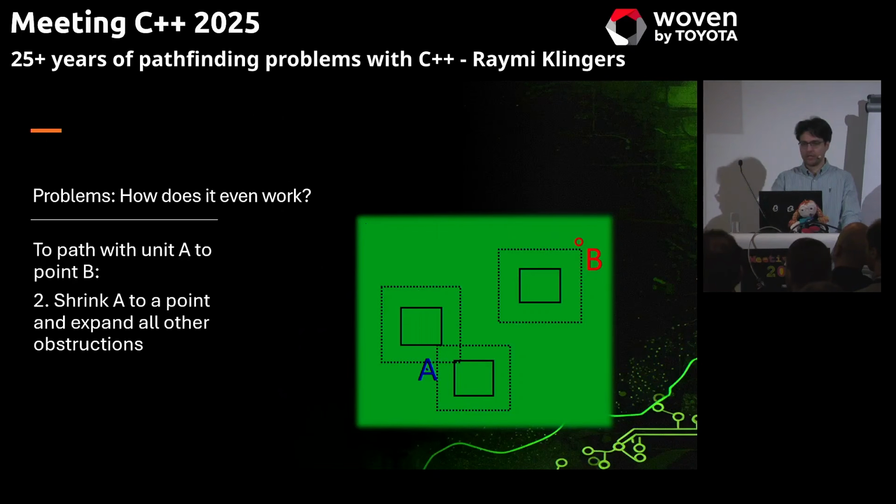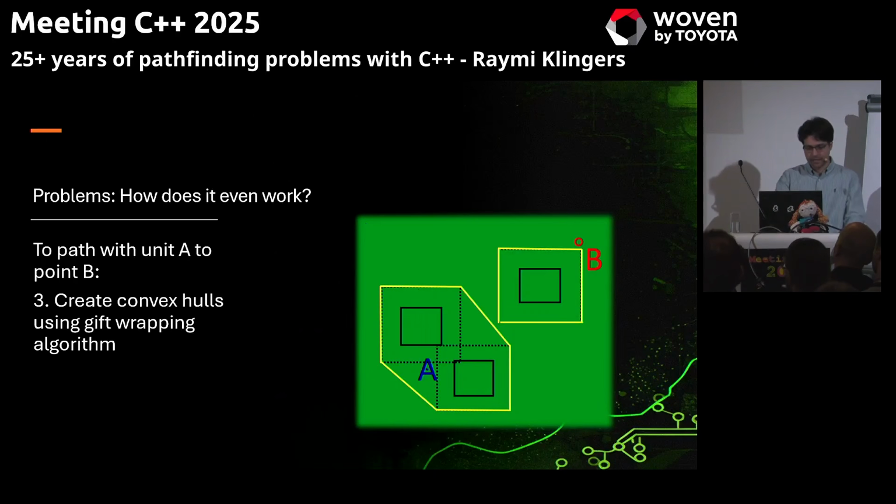Next step is we shrink the pathing unit back to a point, and we add what we shrunk back to all the other obstructions. This is just something in geometry to simplify the problem. Now we don't have to path with a rectangle around obstructions, but we just have to path with a point around obstructions, and it just makes reasoning about the problem easier. Then we create a convex hull around our obstructions, or multiple in this case. This is done using the gift wrapping algorithm.